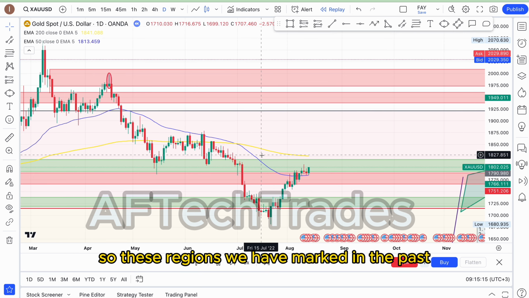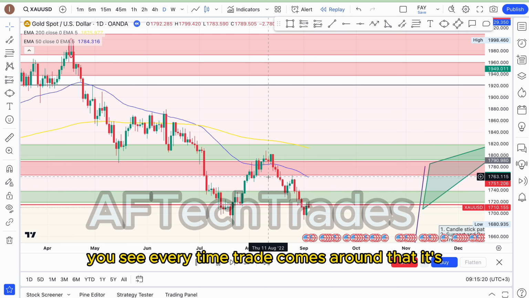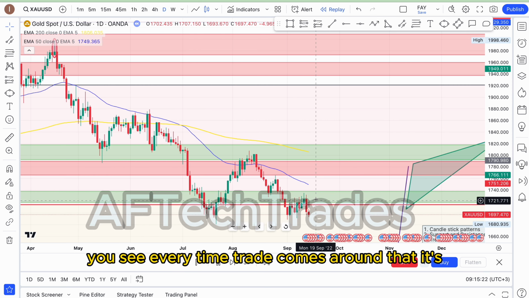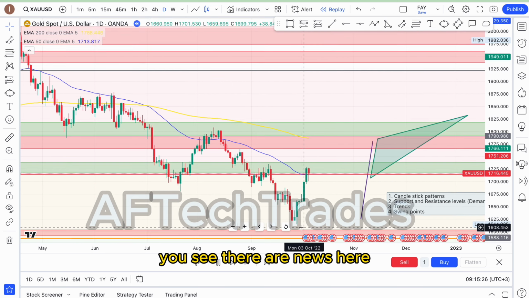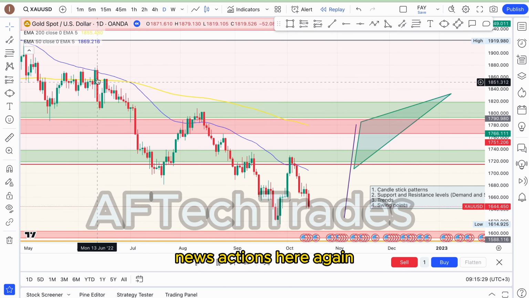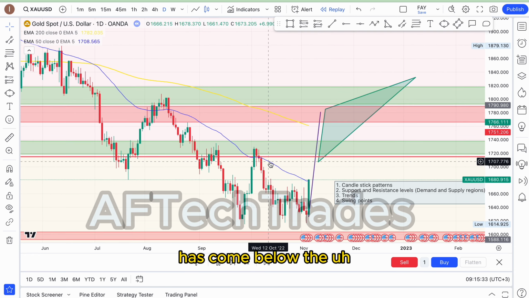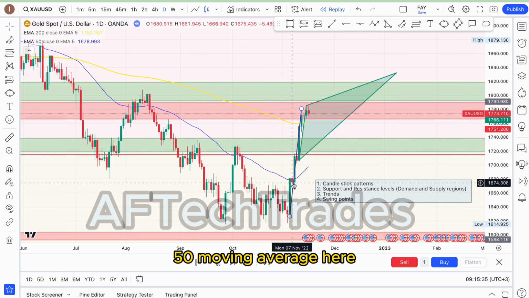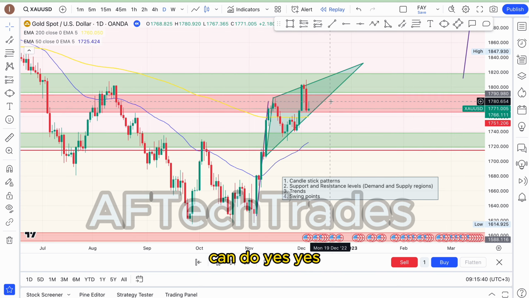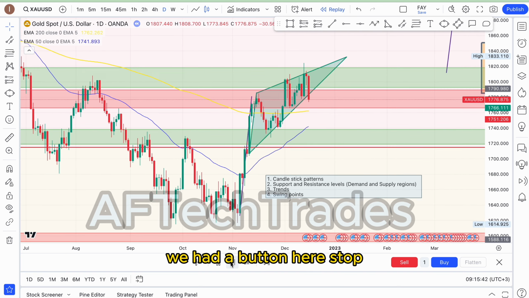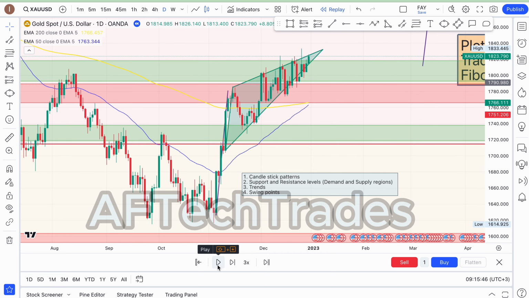So these regions we have marked in the past, they are very important. You see, every time trade comes around that, there is certain behavior, market rallies there. You see, there are news actions here. Again, your price has come below the 50 moving average. Here, I think we had a candle. Yes, we had a pattern here. Stop.